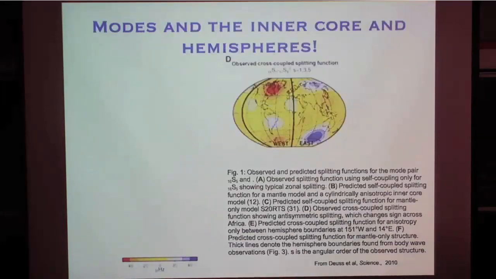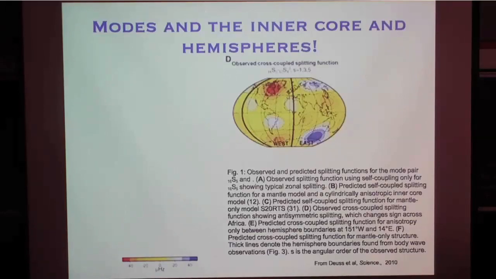What you can do is look at cross-coupled splitting functions. You can let a mode terrified by this ridiculous inner core interact with its nearby mode. You can look at the pair of them, and if you do that, the mathematics says that that pair of modes can care about and notice and respond to odd degree structure.